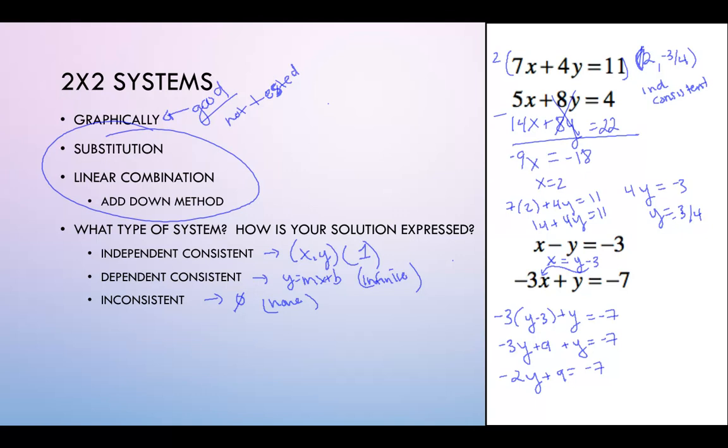Subtract 9, equals negative 16, and y would equal 8. So then I would go ahead and plug that back in. I would just go right here and plug it in. x equals 8 minus 3. You've got it set up for yourself. x equals 5. So I'm going to get the point (5, 8) as their point of intersection. And that is also independent, consistent.